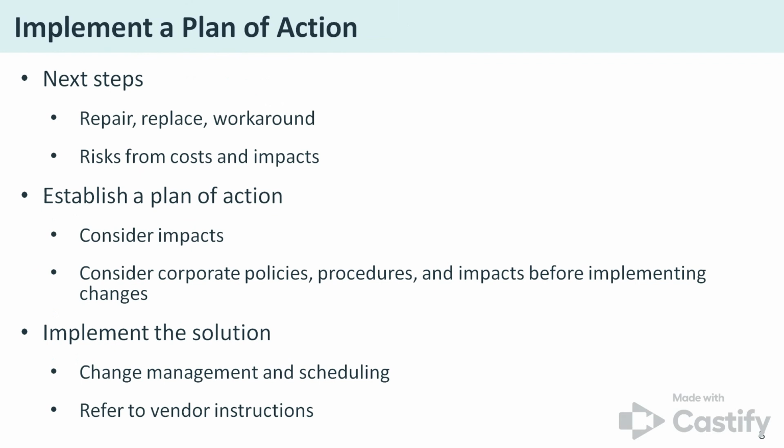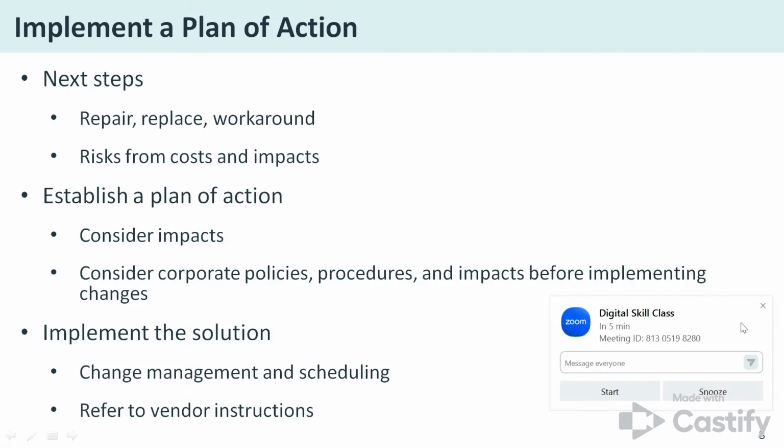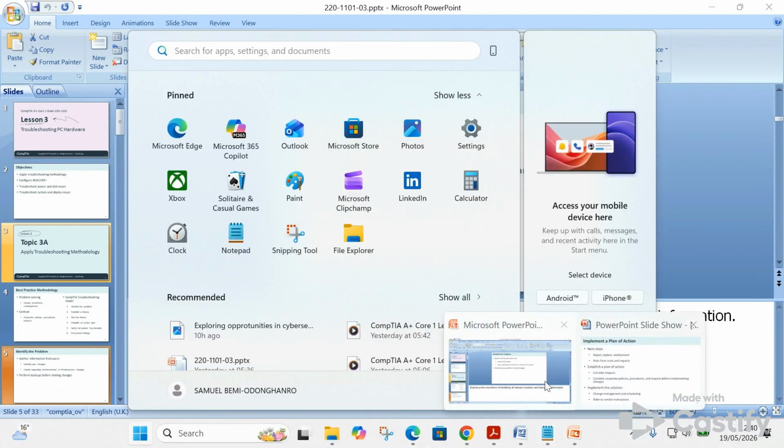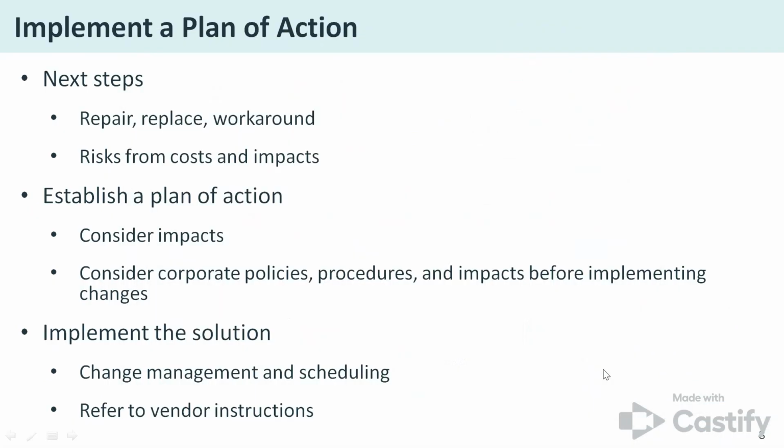So what are you going to do? If you're going to work, what is going to be the impact? So in the action plan, consider the impact, corporate policies too, procedures and impact. Now, some companies have procedures, like I told you. Before you work on a system, there must be procedures. You don't just work on a computer like that. You must follow procedures before you work on some computers, right? So you follow procedures. Every company has policies, their corporate policies about computers and everything.